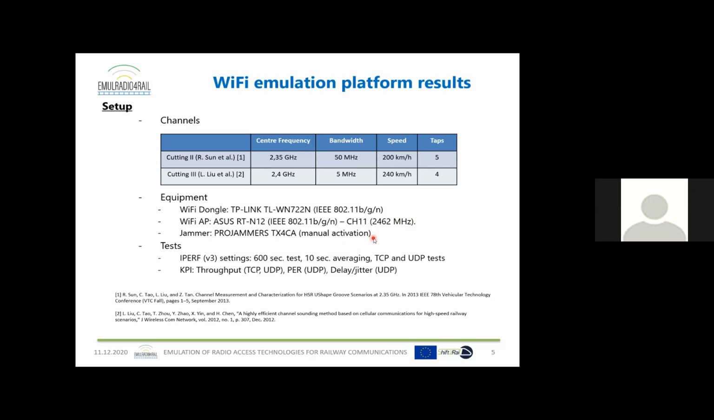The tests that we have done have been done with iPerf version 3. We have run a test of 600 seconds, making an average every 10 seconds. We have made tests in both TCP and UDP, which are the two that iPerf allows. We have measured the throughput, both for TCP and UDP, the packet error rate for UDP, and also the delay and jitter in UDP.